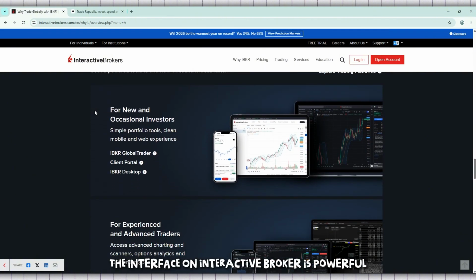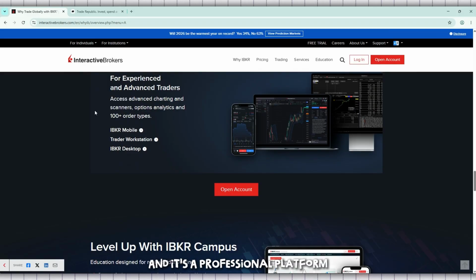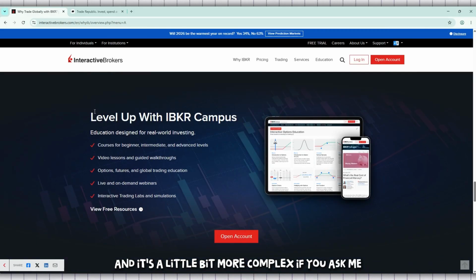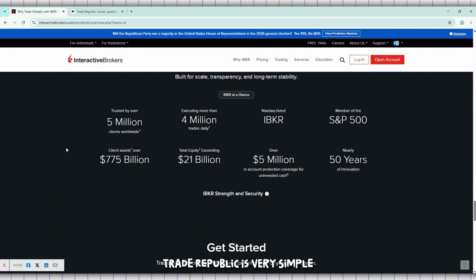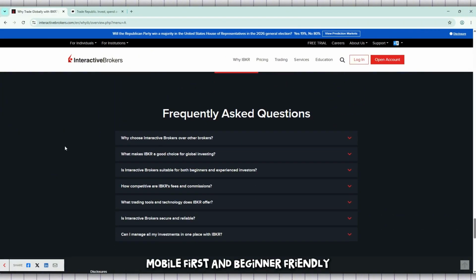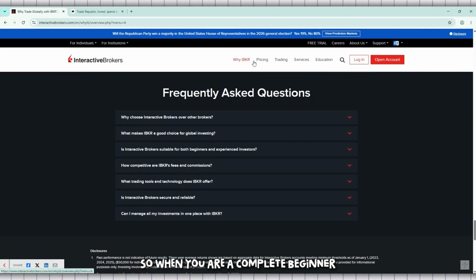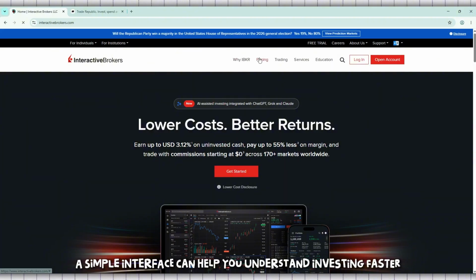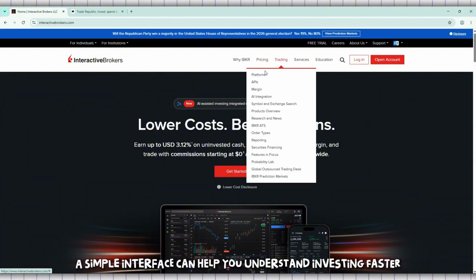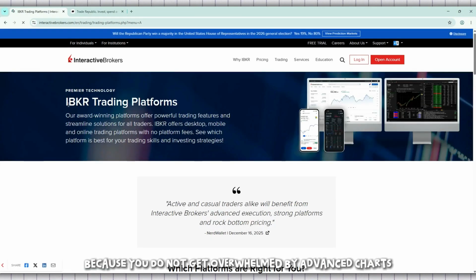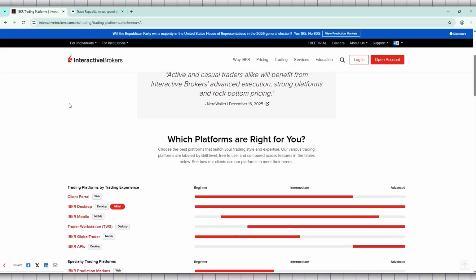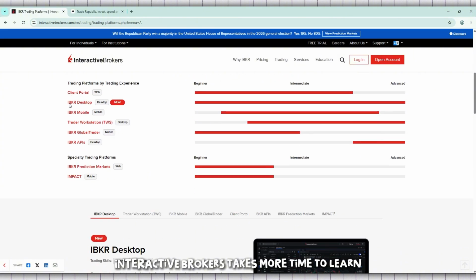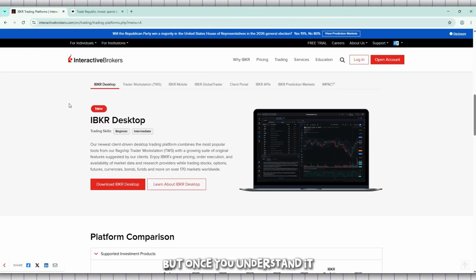The interface on Interactive Brokers is powerful, and it's a professional platform, and it's a little bit more complex if you ask me. Trade Republic is very simple, mobile-first, and beginner-friendly. So when you're a complete beginner, I think you can better start with Trade Republic. A simple interface can help you understand investing faster, because you do not get overwhelmed by advanced charts, order types, and professional trading settings. Interactive Brokers takes more time to learn, but once you understand it, it gives you much more control.